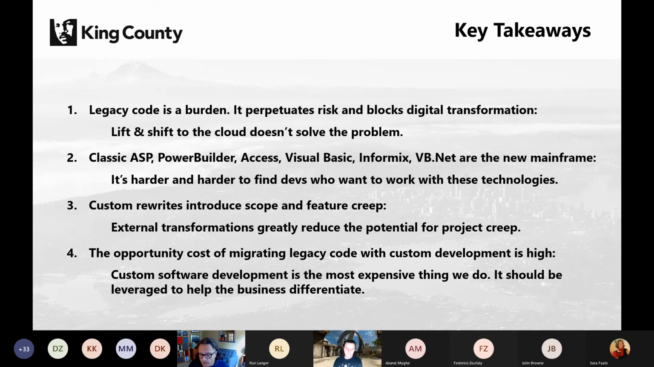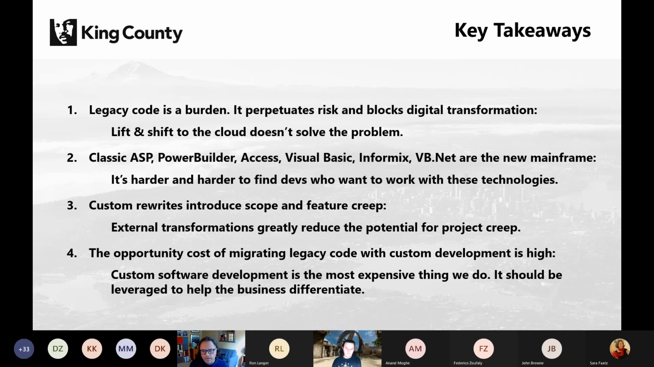And so there are opportunities in the lift and shift space, but if you have technical debt, and you're not solving for it at the same time, just picking up things and moving them someplace else doesn't get you where you want to go. Number 2, so we saw the list of technologies that Mobilize can help you with in this space. Classic ASP, PowerBuilder, Access, Visual Basic, and Informix, VB.NET are the new mainframe.